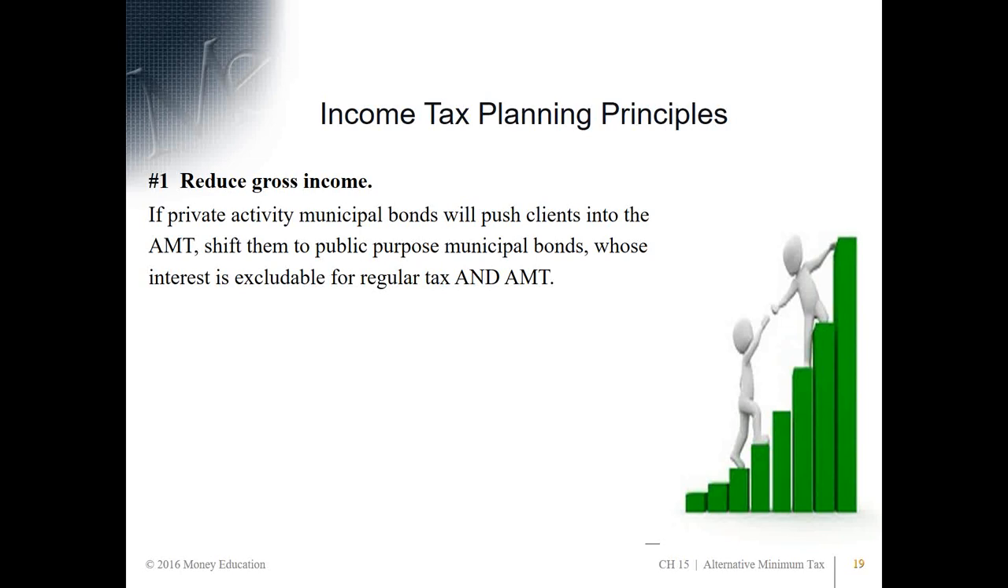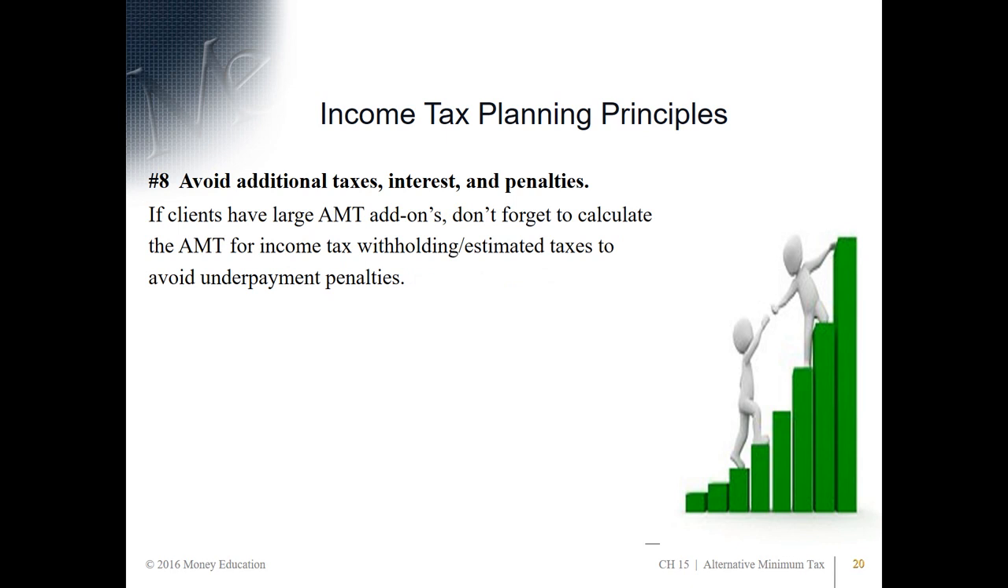Okay, so income tax planning principles: reduce gross income. If you've got private activity municipal bonds that will push your client into the AMT, shift them to public purpose municipal bonds, whose interest is excludable for regular tax and excludable for AMT, because these private activity municipal bonds really are what shifted Maggie and Glenn into being subject to the AMT. Also, avoid additional interest and penalties and taxes. So if clients have large AMT add-ons, don't forget to calculate the AMT for income tax withholding and estimated taxes, because you want to avoid underpayment penalties.